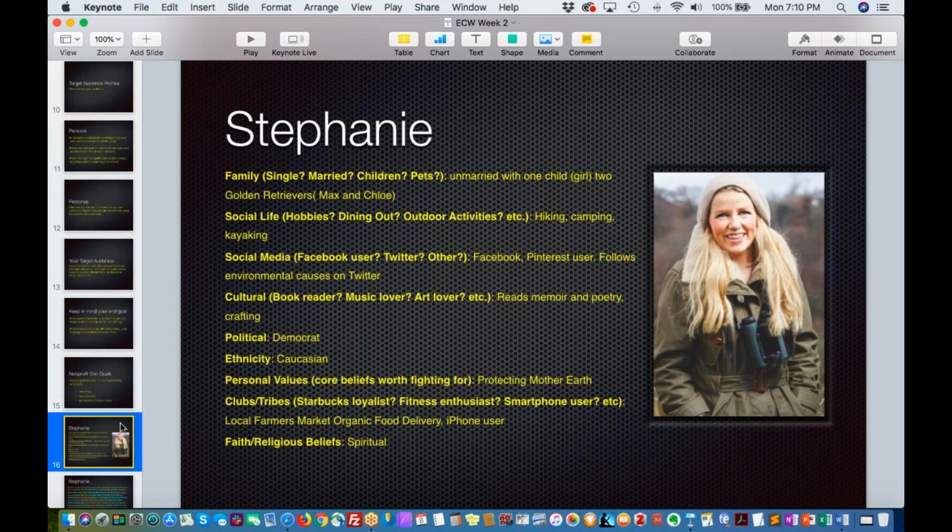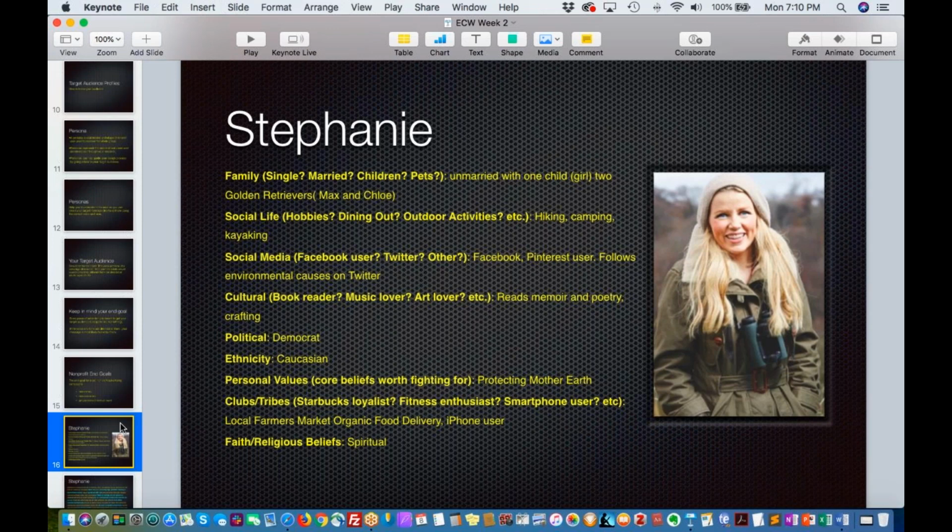So Stephanie has two golden retrievers named Max and Chloe. She loves being in the outdoors. She likes hiking, camping, and kayaking specifically. She is a Pinterest user, and she follows environmental causes on Twitter. Those are all very specific.